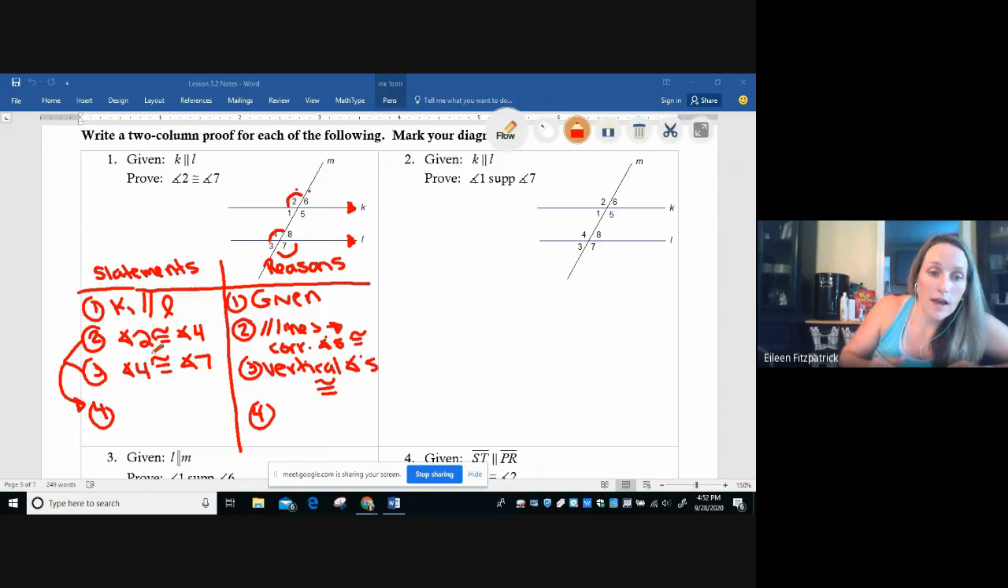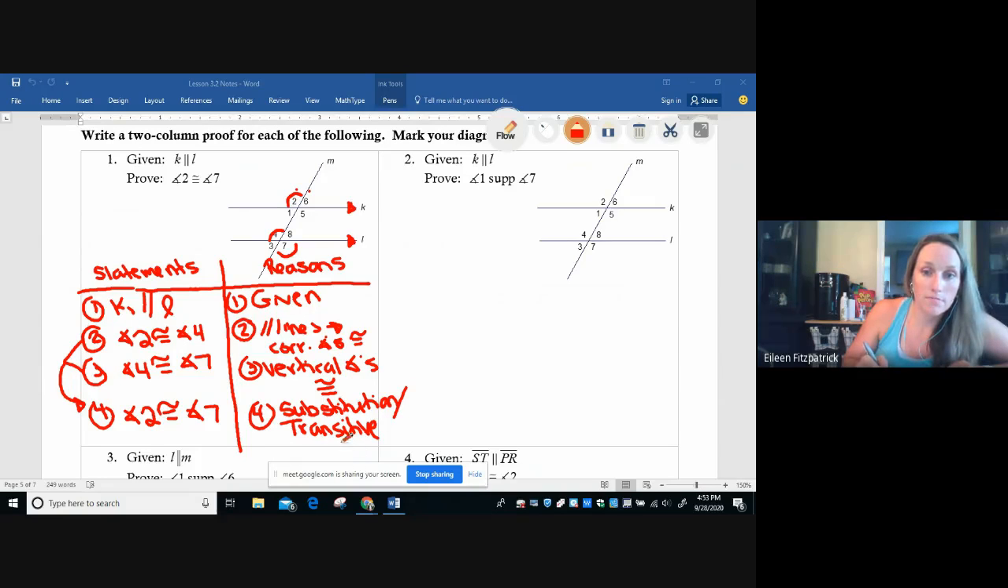If angle 2 is congruent to angle 4 and angle 4 is congruent to angle 7, what can you conclude? You can say that angle 2 is congruent to angle 7. Why? You could either use substitution or transitive here. Either justification is fine.